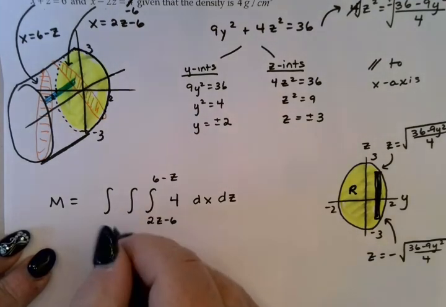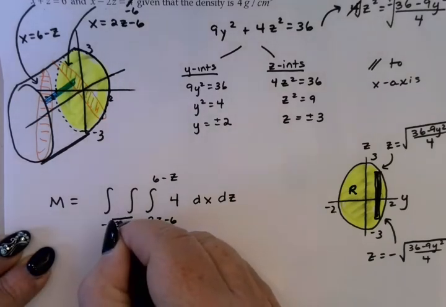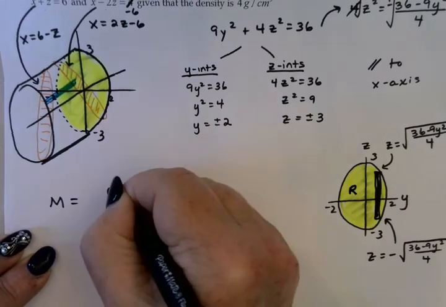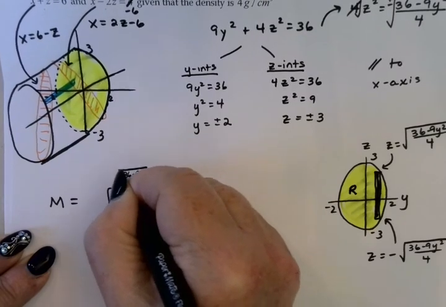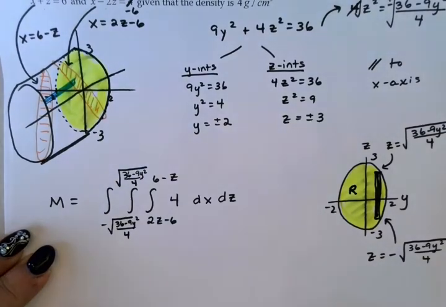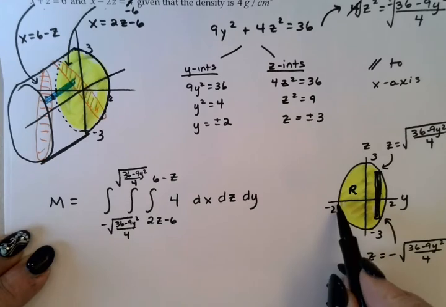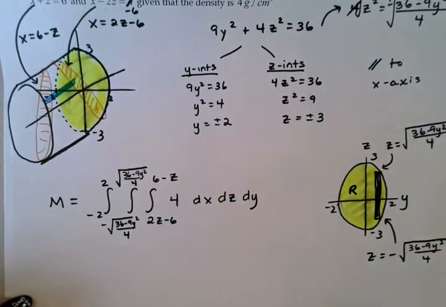So my lower limit of integration is the negative square root. My upper limit of integration is the positive square root. Okay. So let's see. Finally, I've got dy left. And thank goodness that one's easy to see. Negative 2 to 2. And there we go. There's the setup for our integral.